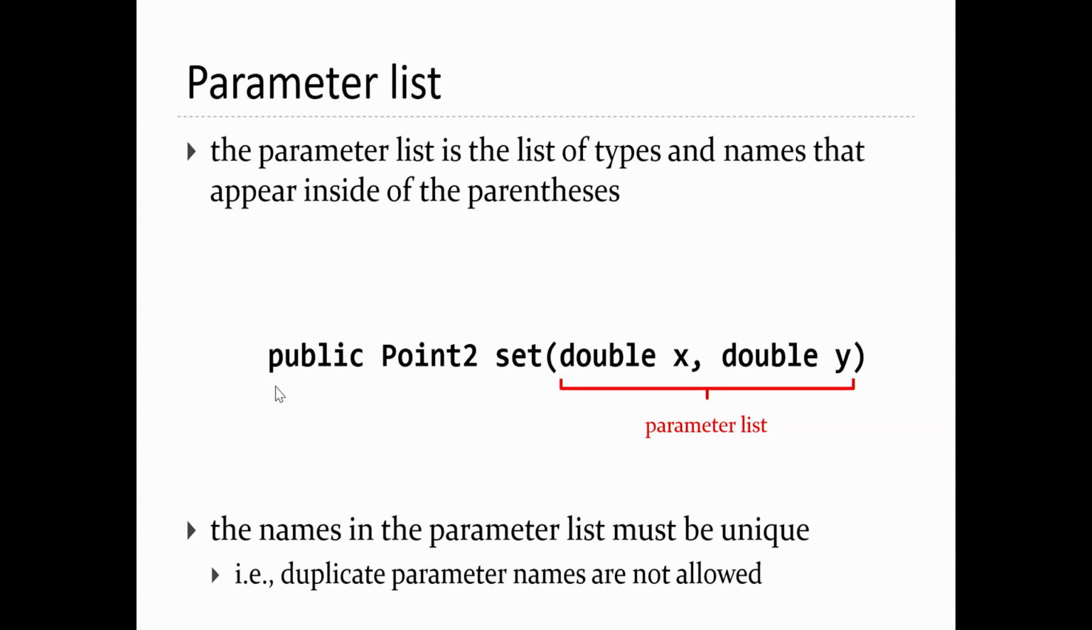Okay, the parameter list is the list of types and names that appear inside the round brackets. Inside those round brackets, the names of the parameters have to be unique. So I can't have two parameters called x. The parameters become local variables for the method. So this method says there's a local variable called x, there's a local variable called y. The names x and y are usable inside the set method. I think on the previous slide it's new x and new y, but it doesn't matter in this case.